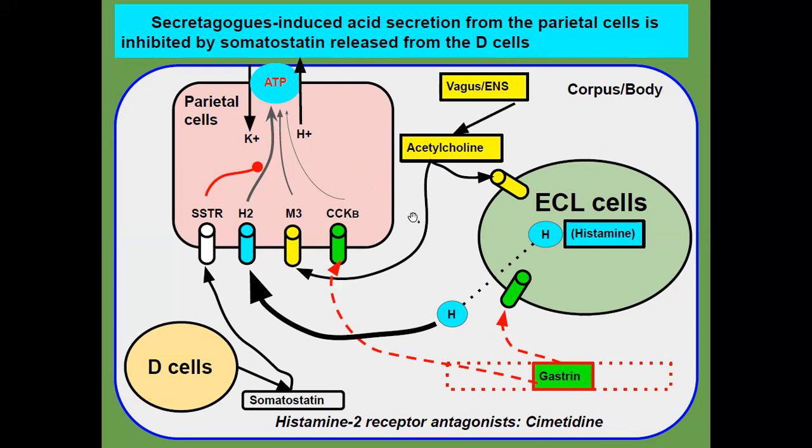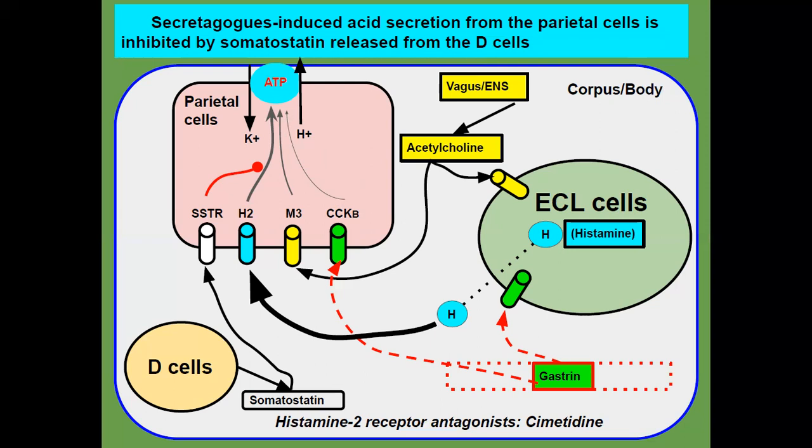Then people will ask, which is the most important of these three secretagogues? We can say everyone is important, but we can conclude that without histamine, the effect of acetylcholine and gastrin on gastric acid secretion from the parietal cell is quite weak. So we believe histamine plays a major role in acid secretion. Okay, but people need to think about something else.